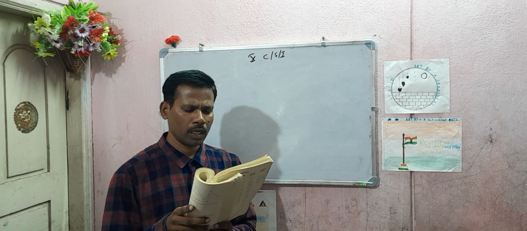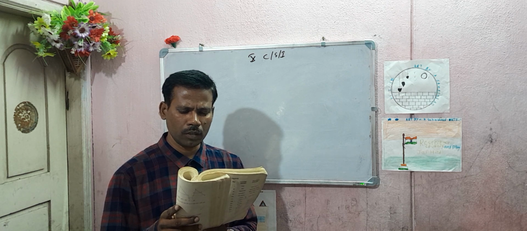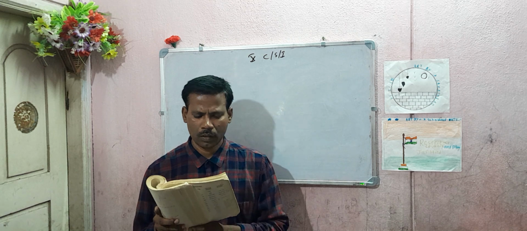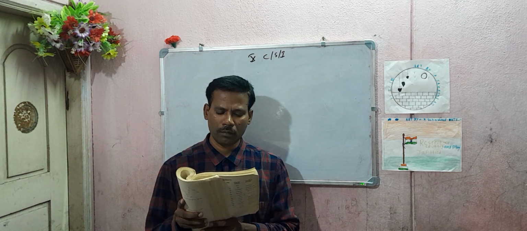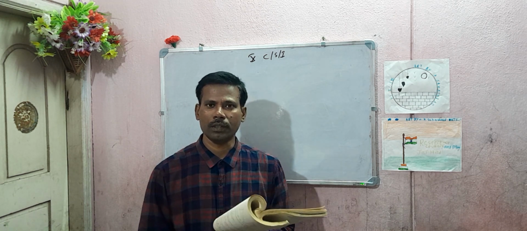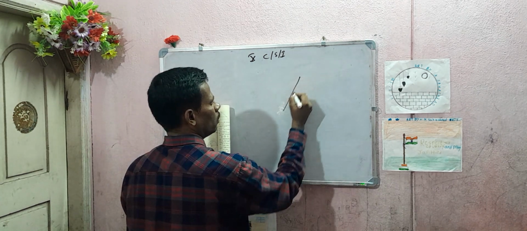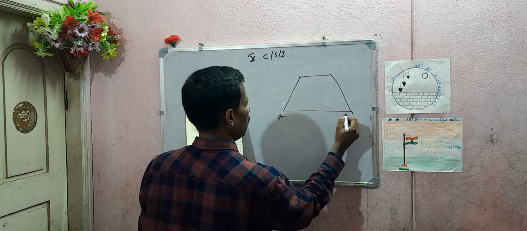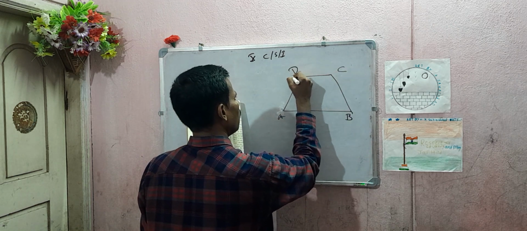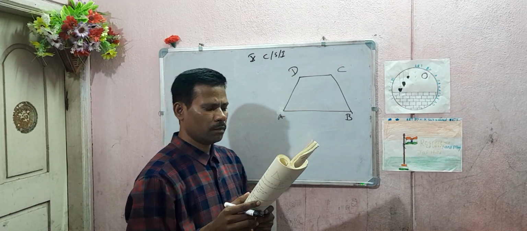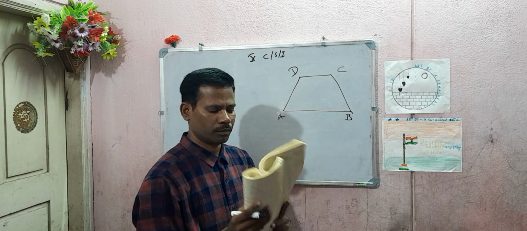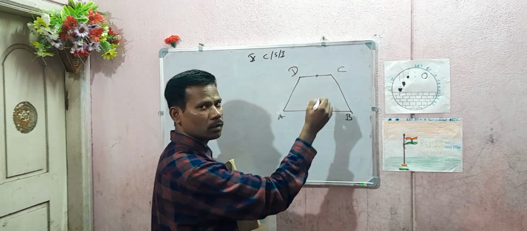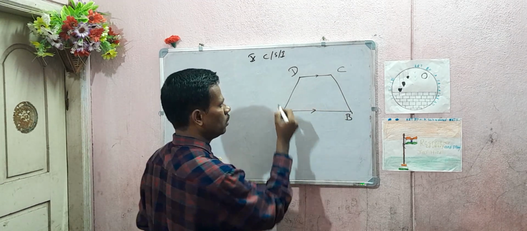Prove that any line parallel to the parallel sides of a trapezium divides the non-parallel sides proportionally. Very, very important. I will read out the question. Any line parallel to the parallel sides of a trapezium. In a trapezium, one pair of opposite sides are parallel.